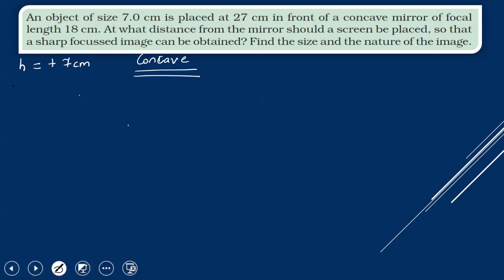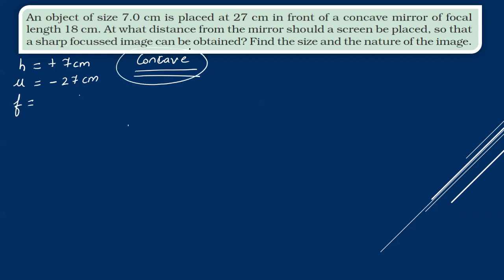What is the object distance? It is 27 centimeters in front. By default it is always towards the left, so we are going to take it as minus 27 centimeters. Focal length of the concave mirror is given, so f, and as the mirror is a concave mirror, how is the focal length going to be? Focal length is going to be negative.